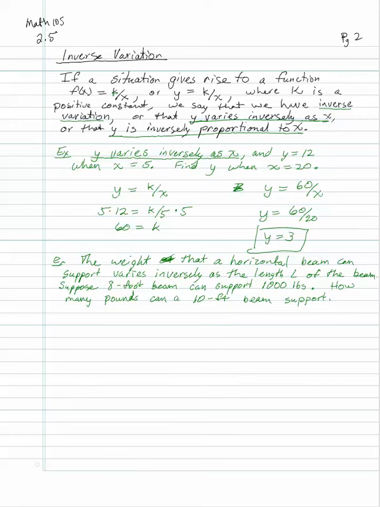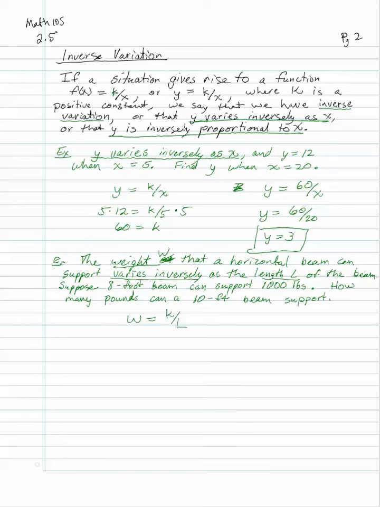So again, I'm going to throw out my extra words. The weight, and we're going to make that W, I think. The weight W, that's what should have been there. So the weight varies inversely as L. So weight varies inversely, so k over L.